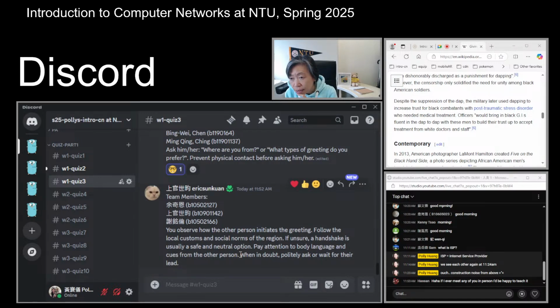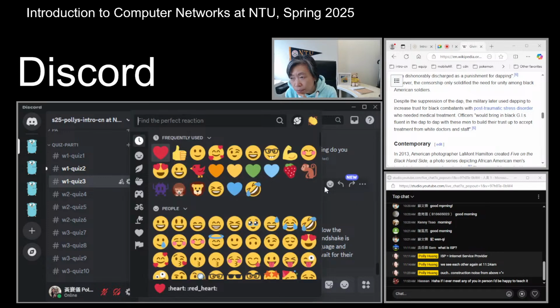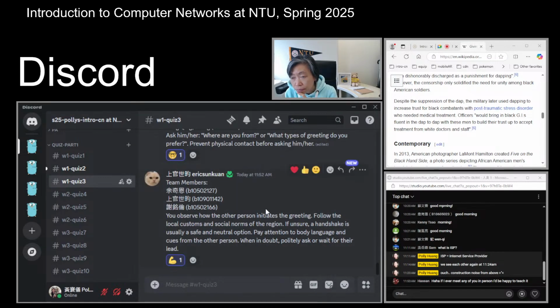And let's see. Qi En, Shi Yun and Ming Lun. Observe how the other person follows the local customs and social norms. If unsure, a handshake is usually a safe and neutral option. Yeah, good. Very good. So that's you guys' answers for quiz number 3. This is an example of an open-ended question. Okay, so human greeting is a kind of protocol. And now let's wrap up.